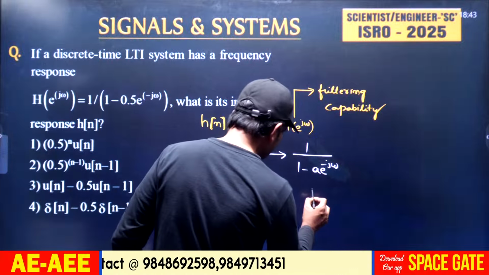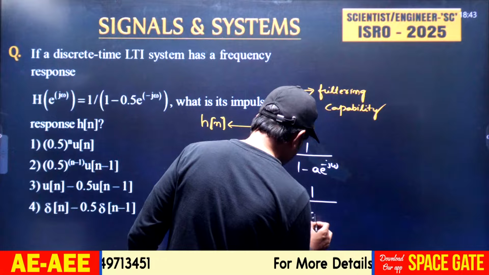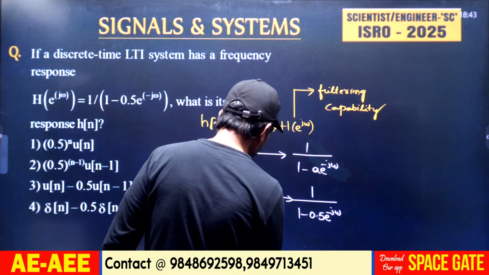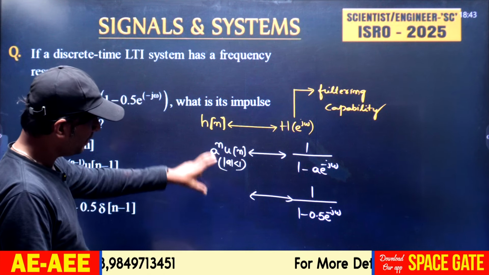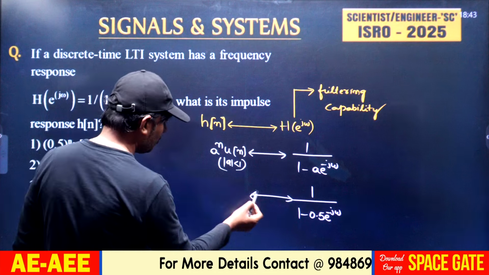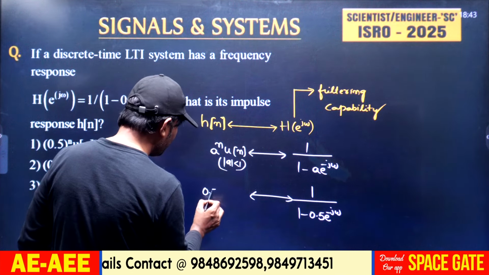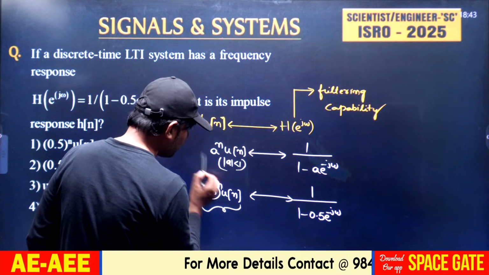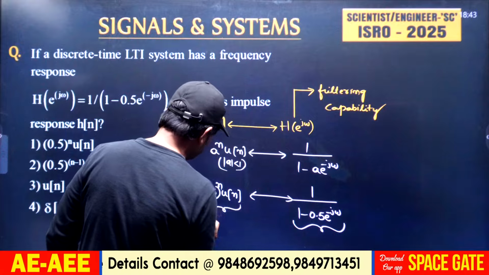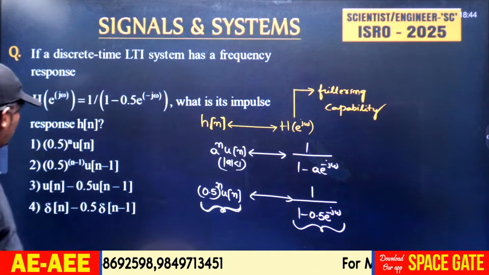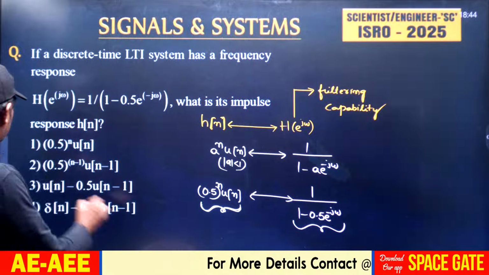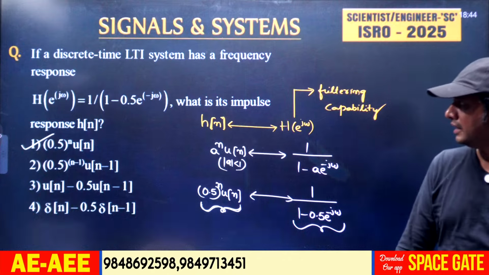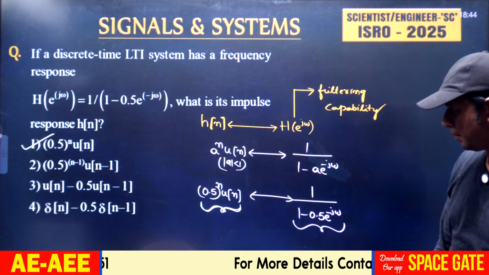Now, what is the frequency response he gave? 1 by 1 minus 0.5 e power minus j omega. Simply use this transform pair. In place of a, we have 0.5, so 0.5 whole power n u of n will be the impulse response. So this is the frequency response, this is the impulse response. Search for this option. Option 1 gives the answer, 0.5 whole power n u of n. In this way, you can solve this particular problem.